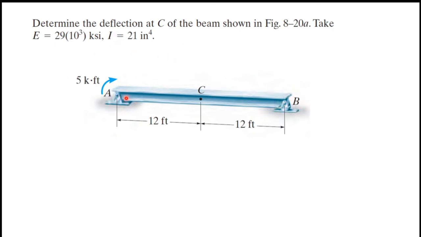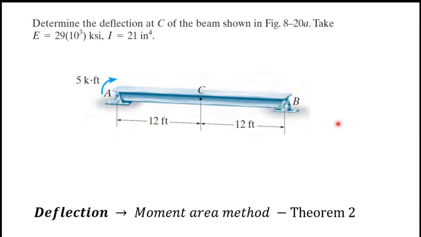And you can see the beam here ACB, and A is a pin support while B is a rocker support. At A, there is a moment of 5k feet, and they are asking deflection at point C at the middle of the beam. So all the lengths are given here. Overall beam length is 24 feet.